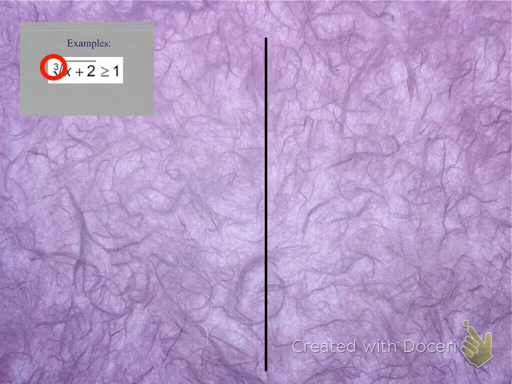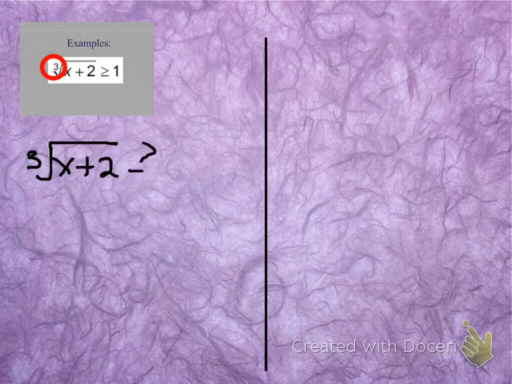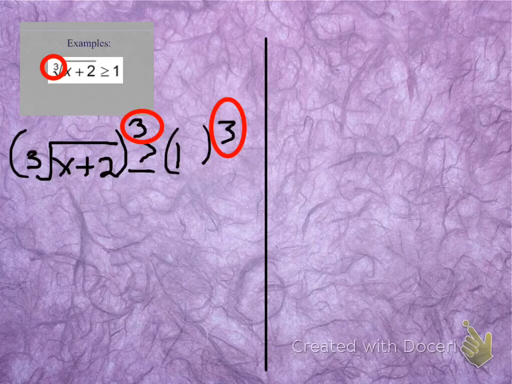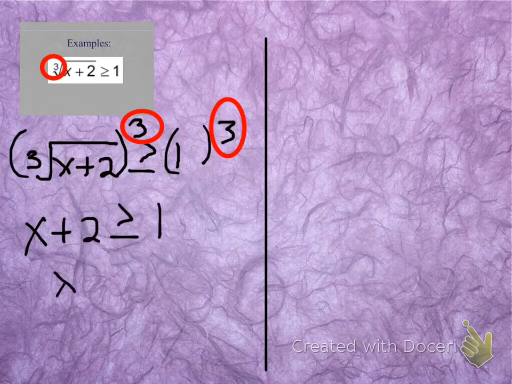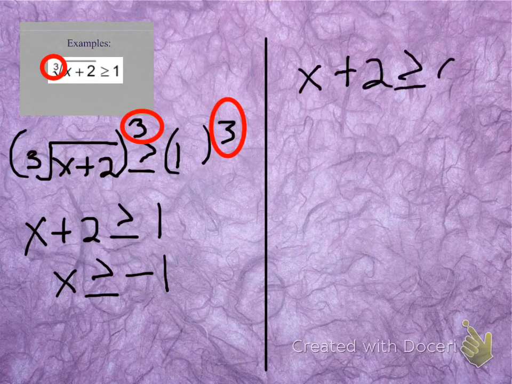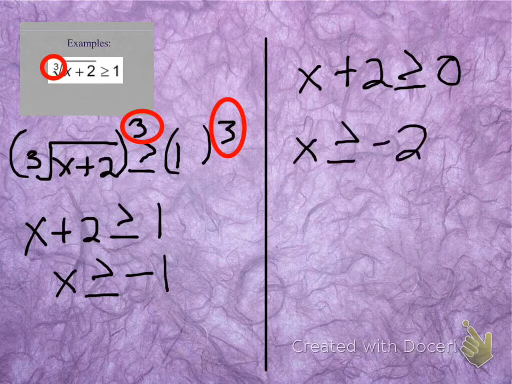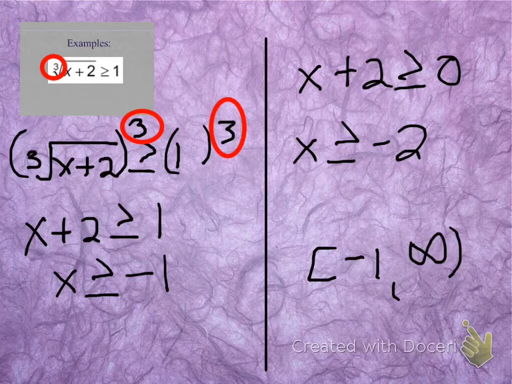In this next example, check out the index. It's different. It's not 2. So the first thing you're going to do is you're going to power both sides by 3 because that's what the index is. Then you got rid of the radical sign, and then I subtracted 2 from both sides, and that makes x greater than or equal to -1. I then made the radicand greater than or equal to 0, which means that x is greater than or equal to -2. Therefore, your answer will be bracket -1, comma, infinity, parentheses.